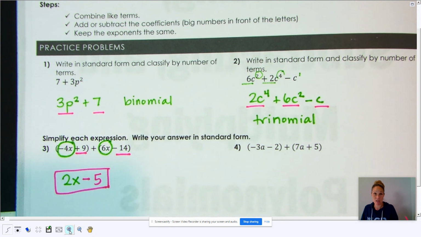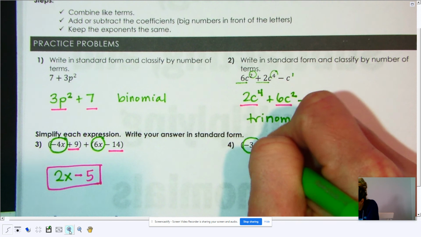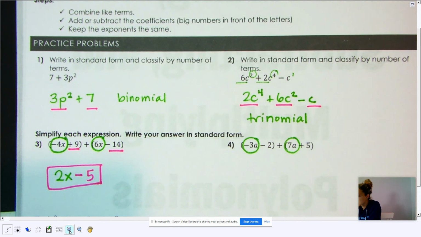A constant is just a number that doesn't have a letter stuck to it. Okay, so now we're going to do the same thing over here. I'm going to start with the a's. I've got a negative 3a and a positive 7a.